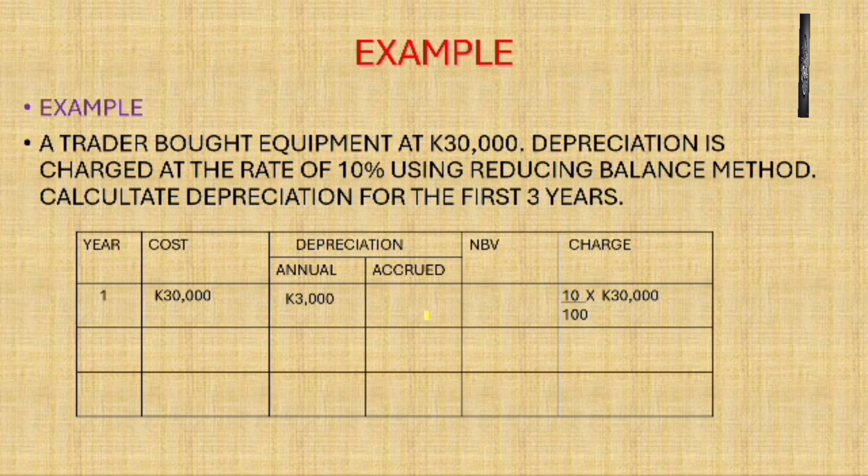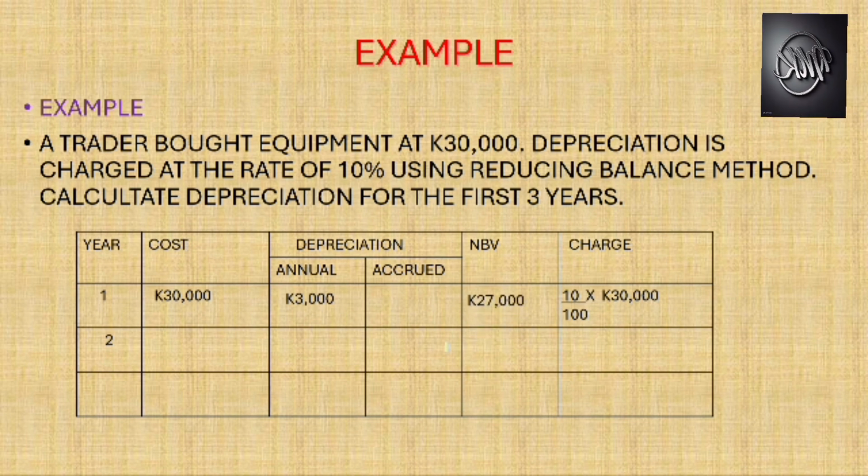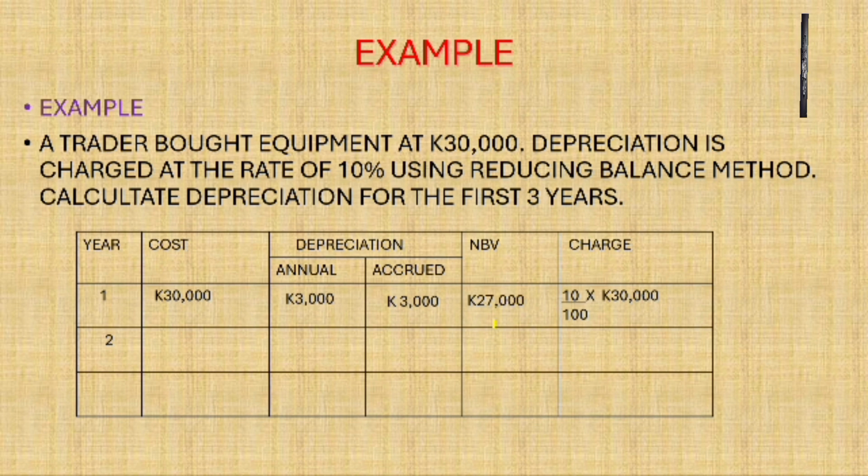Do we have accrued depreciation? There's still nothing here. Our accrued depreciation will maintain this 3,000. It's 3,000 plus 0. So our accrued depreciation will still be 3,000 kwacha. How do we determine the net book value? The net book value will be 30,000 kwacha minus the accrued depreciation. We get the 27,000 kwacha, which is here. That is in the first year.